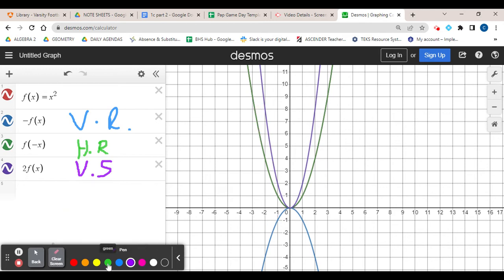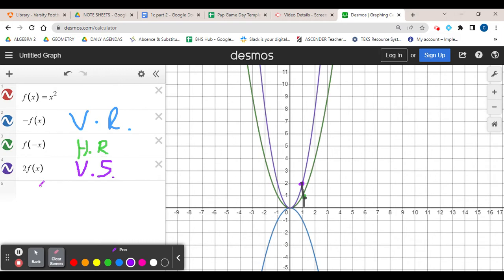Now, if we look at this for a minute, we have a point (1, 1) right there, and the new point is (1, 2). So the y values in this purple function right here are double the y values of the green function given an x value. So at this x value, the purple is double the blue. At this x value, same deal. That's a vertical stretch.